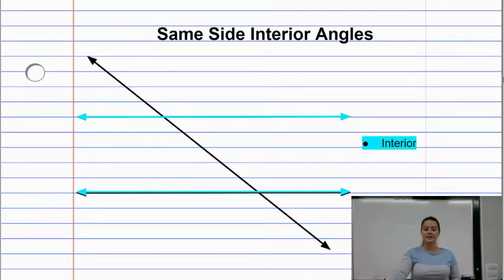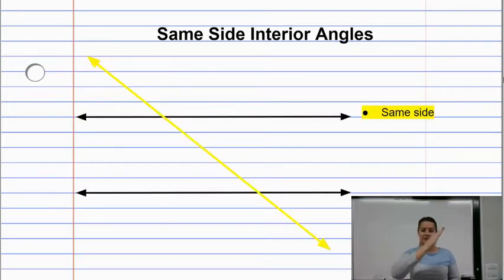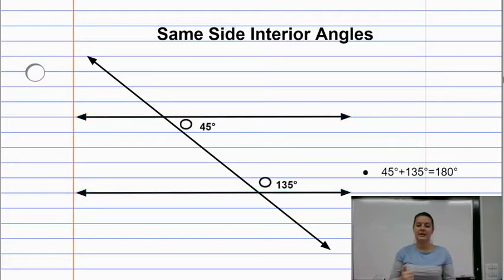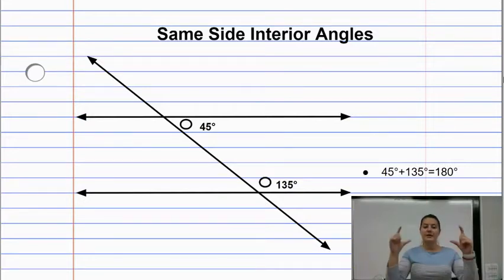So same side means they are on the same side of the transversal. So they are both on the right or they are both on the left. And interior means inside of the parallel lines. So here are two of our same side interior angles. They are both on the right side of the transversal. They are both in between the parallel lines.